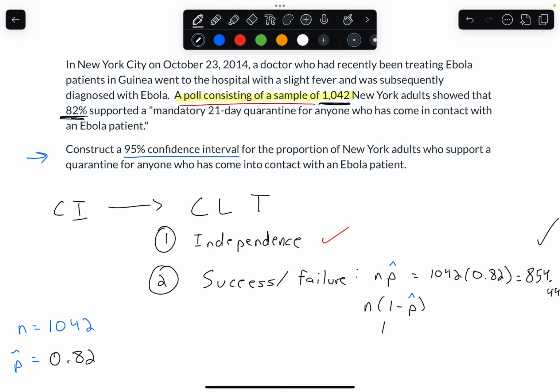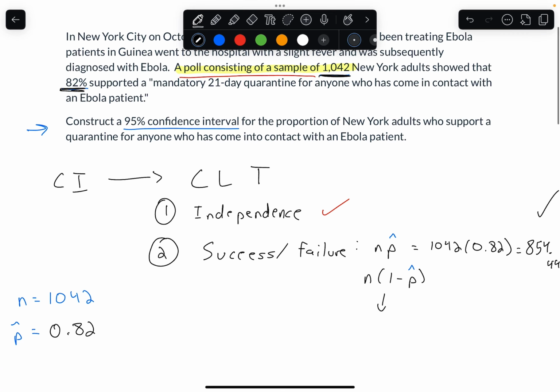And then n times 1 minus p hat, I'm going to do that down here. 1,042 times 1 minus 0.82. So again, I'm going to grab my calculator really quickly. 1,042 times 1 minus 0.82 gives me 187.56, which is greater than or equal to 10. We have met the success-failure condition for our central limit theorem. So that's good news. That allows me to continue on with this problem.